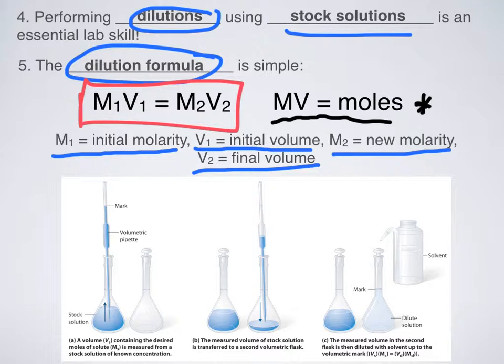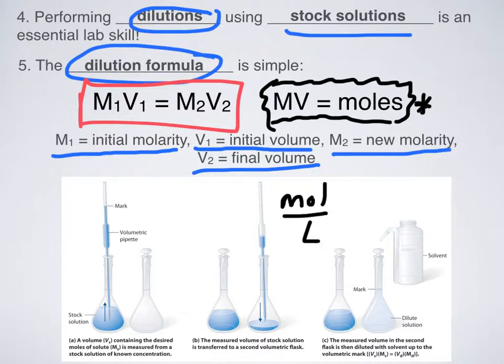Now, why does this work? This works because of, like I said, this guy right here, M times V equals moles. That's apparent if you think of the units. Remember, molarity is measured in moles per liter, and so if I multiply that by a unit of volume like liters, everything cancels out and I get moles. But the real logic behind this makes a little bit more sense when you draw it. You don't have to draw this, but I'm going to.